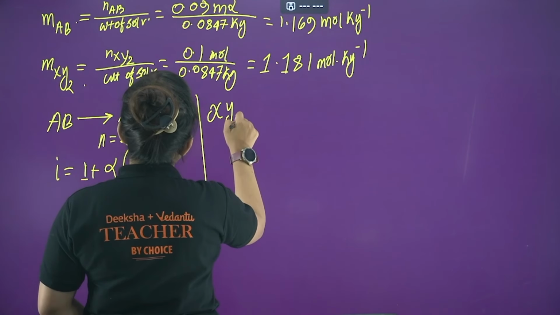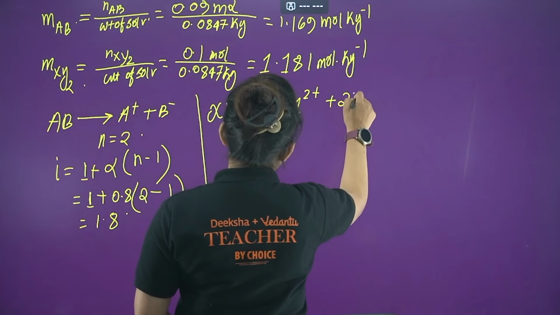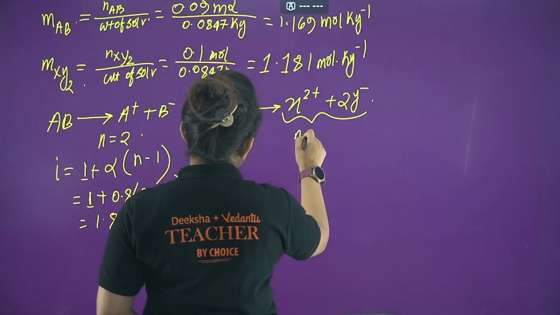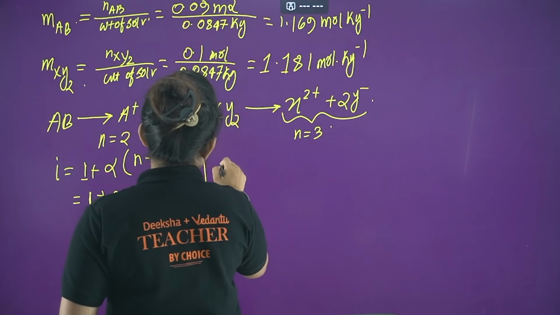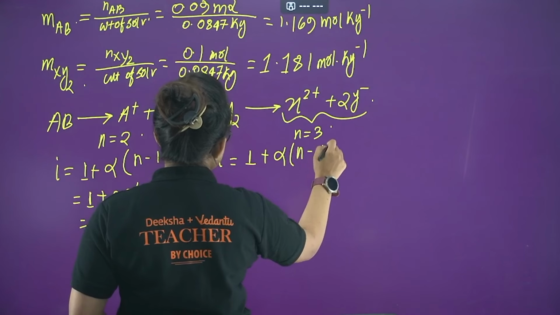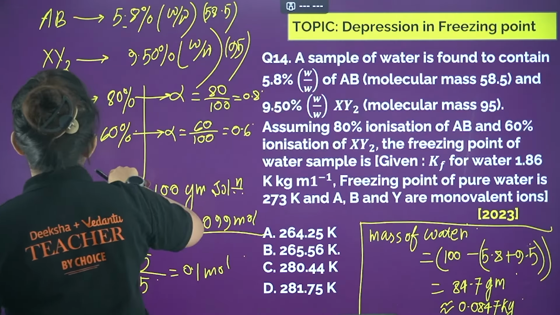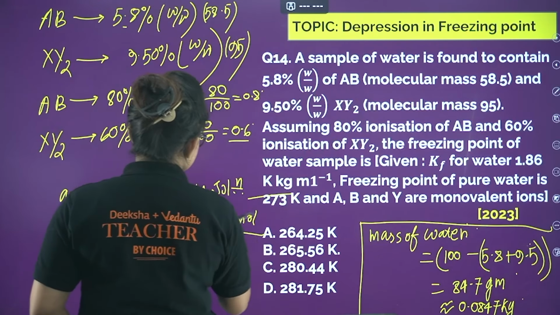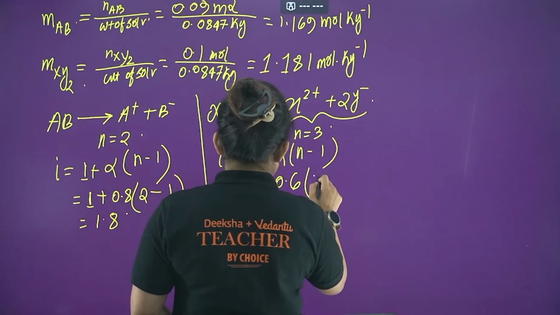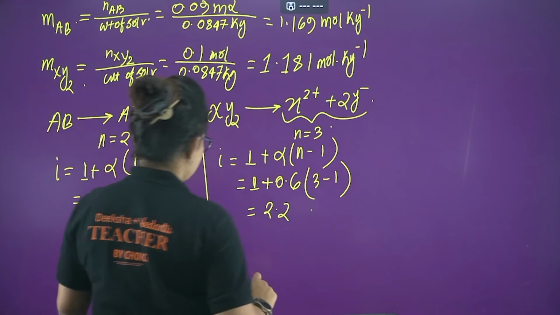Okay. Similarly, we will do this for XY2. XY2, if it dissociates, will give me X2 plus and 2Y minus, right? As you can see, the total number of ions is N equals 3. Similarly I am going to apply i equals 1 plus alpha into (N minus 1). Alpha value for XY2 was 0.6, so 0.6 into (3 minus 1). If you calculate this, your answer will be 2.2.